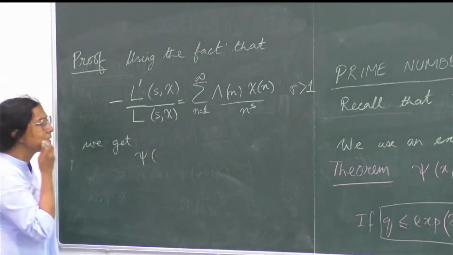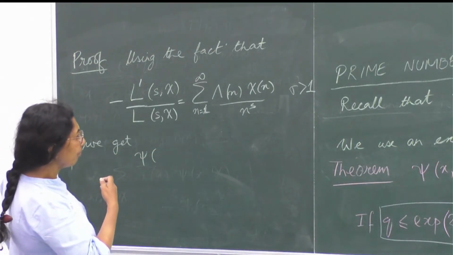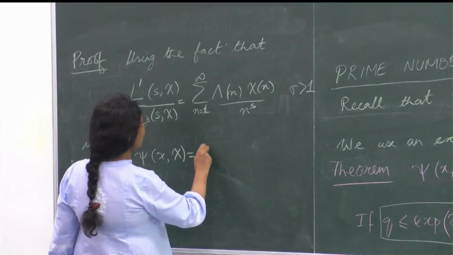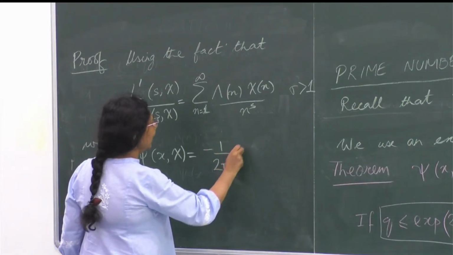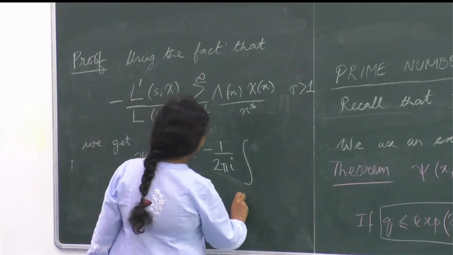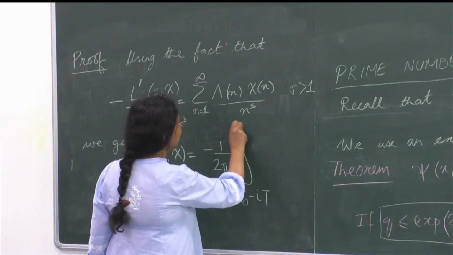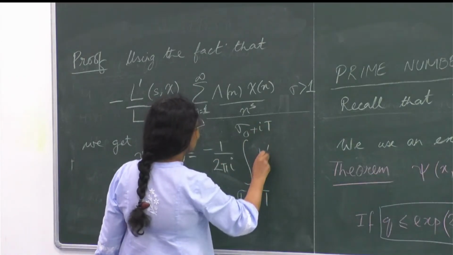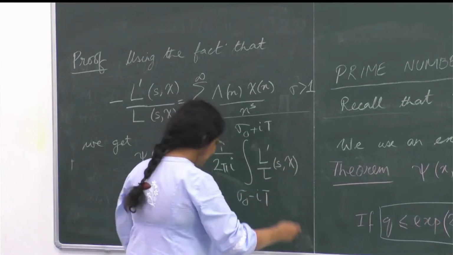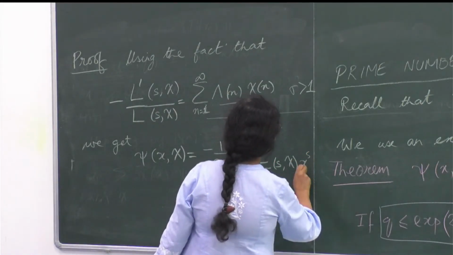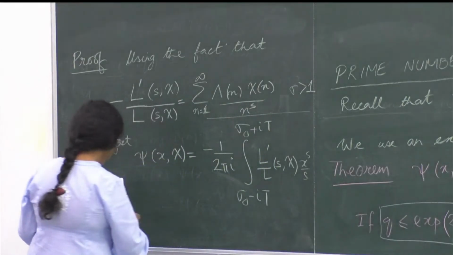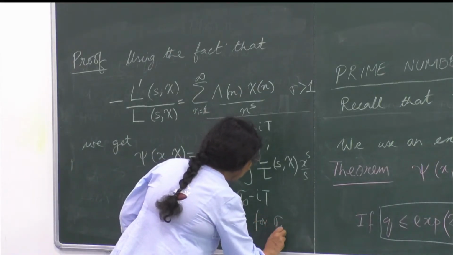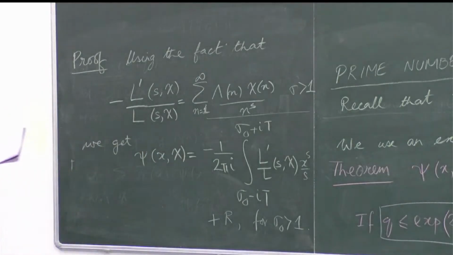Psi x chi, this is equal to minus 2 pi i, the integral from sigma 0 minus it to sigma 0 plus it of L prime by L (s, chi) x bar s by s, plus a certain error R, for sigma 0 greater than 1. This is a standard technique.